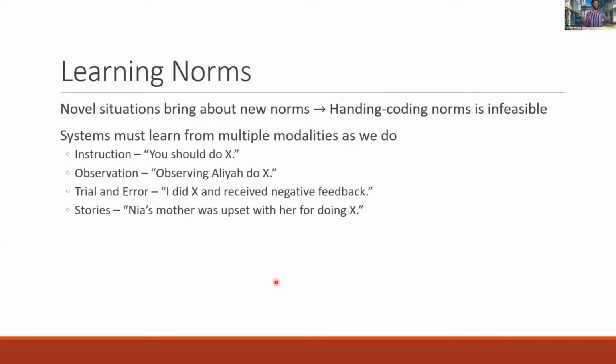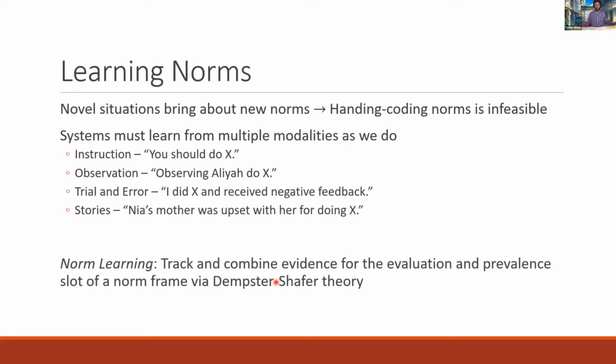So artificial agents, systems, must learn these from multiple modalities as we do. Natural modalities. And we learn norms through things like instruction, through observing other people perform behaviors and then getting feedback, by performing the behaviors ourselves and getting feedback, and then through secondhand experience. So a lot of the books that teach etiquette include stories about people's cultures. And in this setting, norm learning is defined as tracking and combining evidence for the evaluation and prevalence slot of the norm frame.